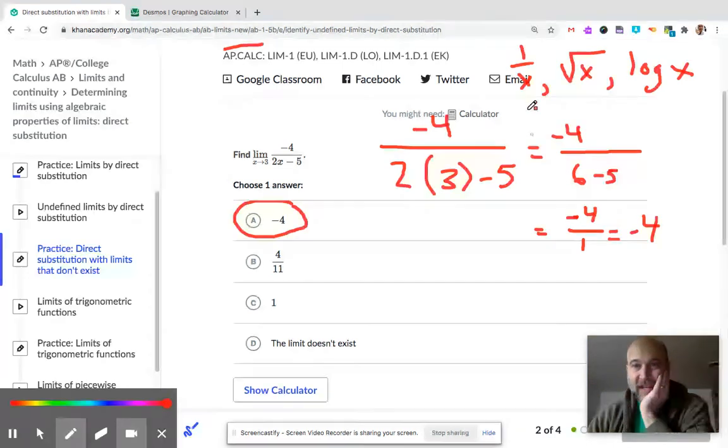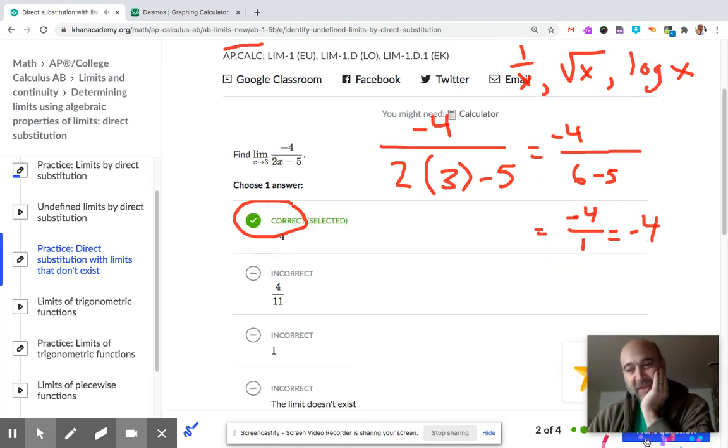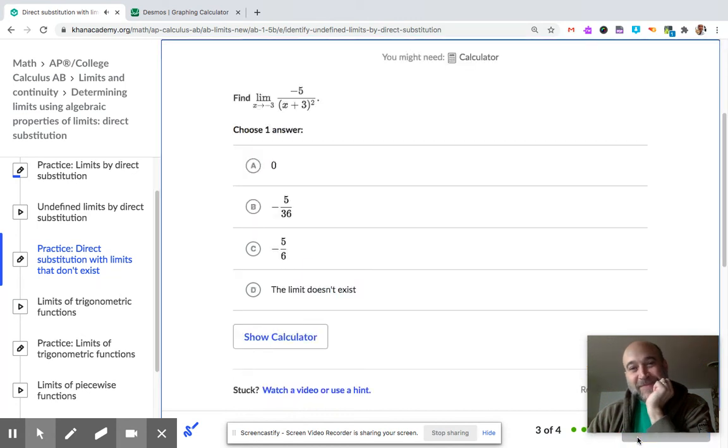But you just recognize that this is one of those issue areas, but we're not going to the issue spot, so we're okay here. Is the next one any different? Everything looks like it's done exactly the same. Okay, so just by looking at it, we can see that if we plug the -3 in, we get a 0 on the bottom. So it does not exist.